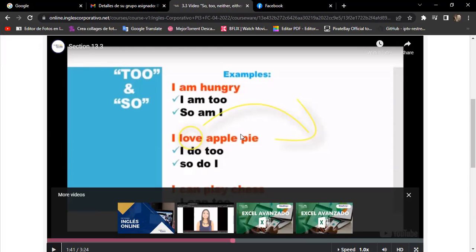I love apple pie. Now, love is a verb. So then the auxiliary for the verb is do. I do too. So do I. Let me see.